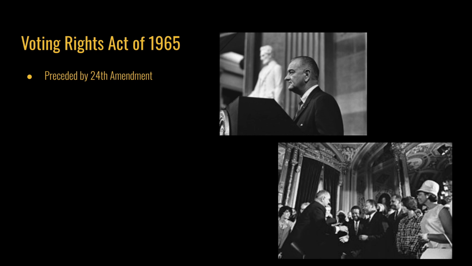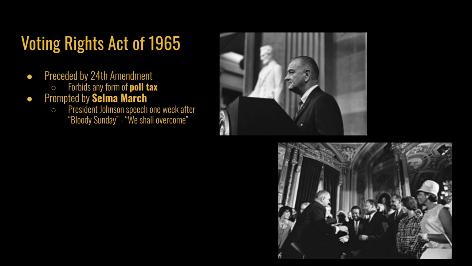The Voting Rights Act of 1965 was designed to protect the voting rights of African Americans. Its passage followed the 24th Amendment to the U.S. Constitution, ratified in 1964, which prohibited poll taxes, one of the many strategies used to disenfranchise African American voters, particularly in the South. The motivation for the Voting Rights Act was driven by the events surrounding the Selma to Montgomery marches. On March 7, 1965, known as Bloody Sunday, peaceful civil rights activists were brutally attacked by state troopers and local police on the Edmund Pettus Bridge in Selma, Alabama.